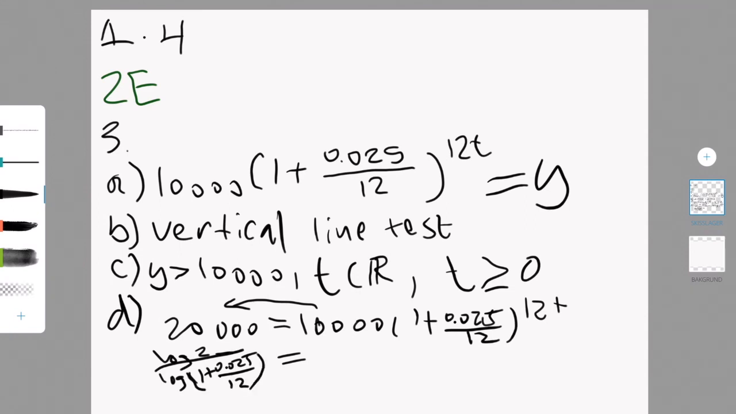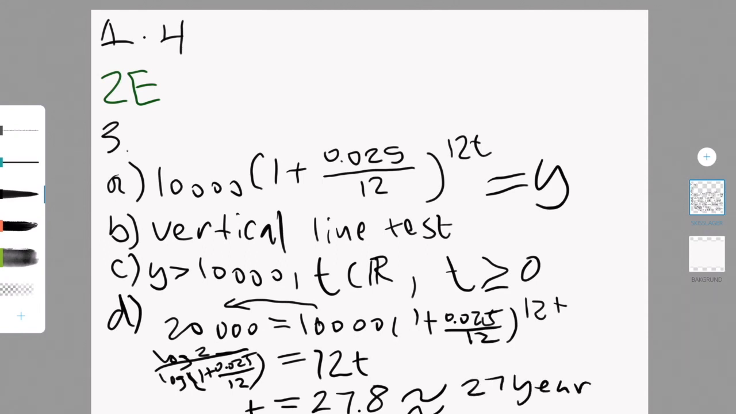But at the end, t came out to be somewhere around 27 years and 10 months. I think it was a little less than that, but around that number. Yeah, because I got 27.8, but obviously 0.8 of a year is not 8 months. 0.8 of a year is like 9.6 months or something like that.